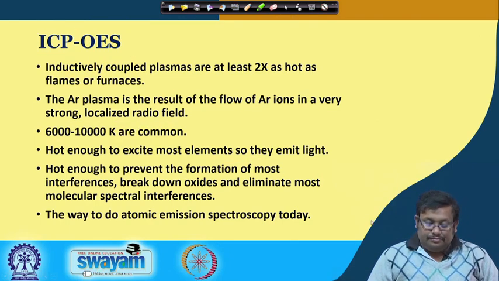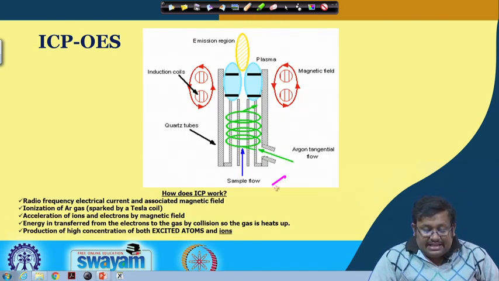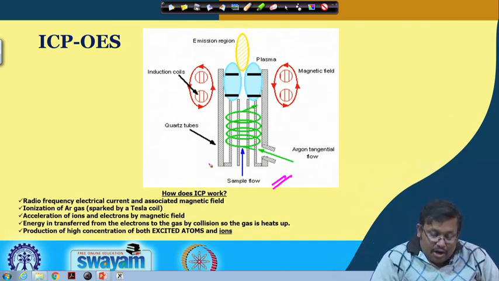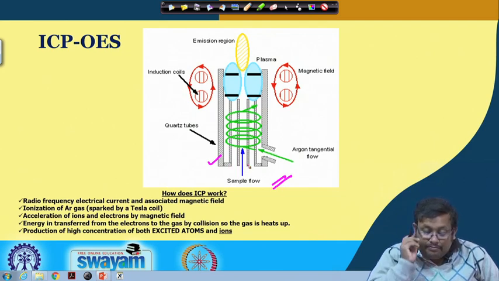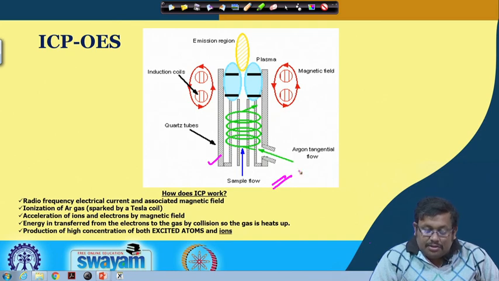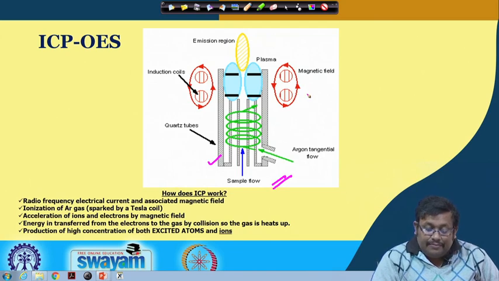You are seeing here an ICP torch. How does it work? In the ICP torch you will see concentric quartz tubes in concentric rings. Generally argon flows, which we call argon plasma. Argon flows through a tangential flow, and the sample is injected from here, and you can see there are two induction coils and a magnetic field.